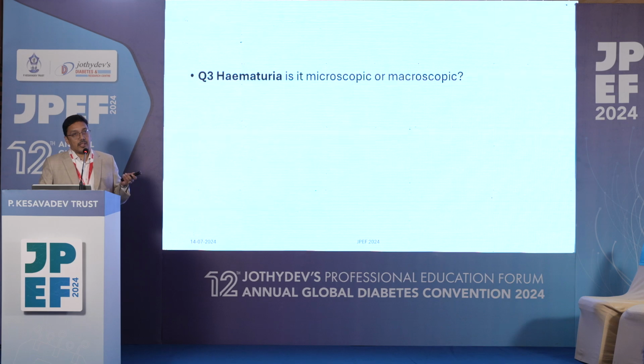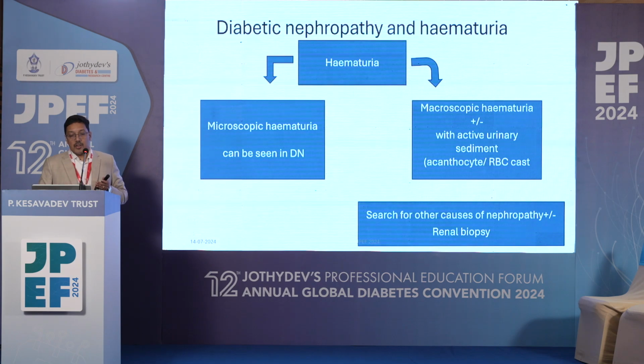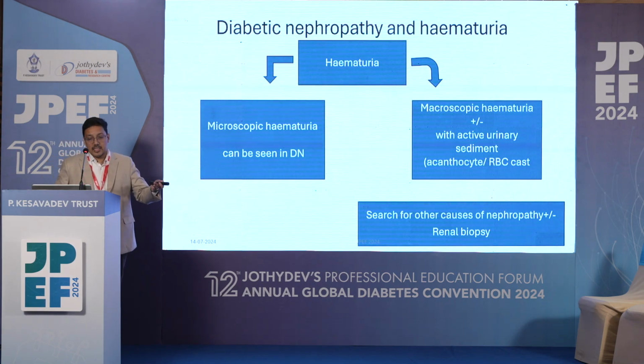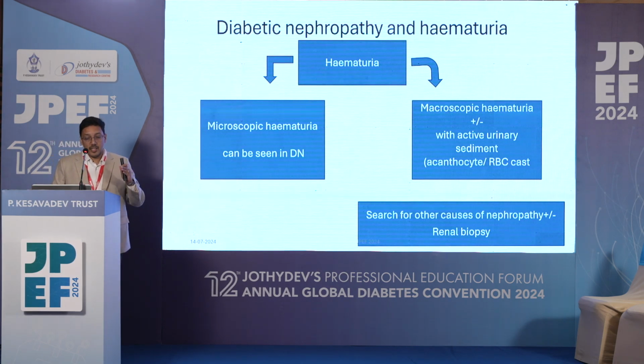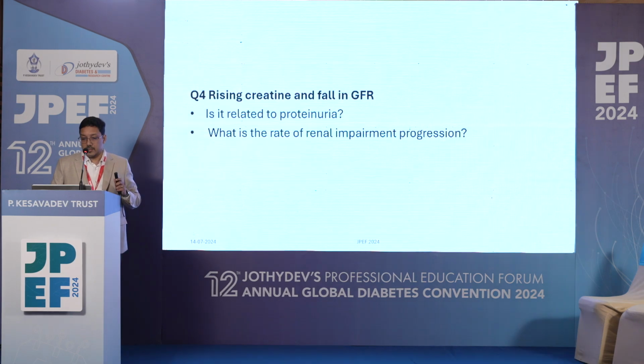Coming to the hematuria part, if the patient's urine exam is showing some hematuria, it can be microscopic, it can be macroscopic. In some cases it has been shown that you can have microscopic hematuria in diabetic nephropathy, but whenever you see a macroscopic hematuria with an active urinary sediment like acanthocytes or RBC casts, always search for other causes of nephropathy, and renal biopsy may be indicated.